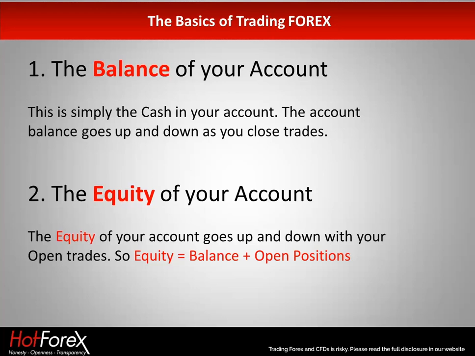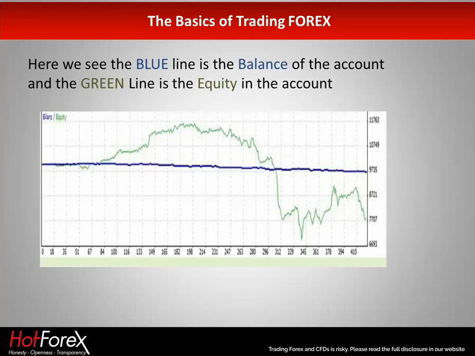So graphically it can look like this sometimes. Here we have the blue line with the account balance of this particular account drifting down over time, and the equity, the green line, above the balance for some time and then below the balance towards the end of this period. Okay, so equity and balance, two different things. Balance is the cash in your account, and equity goes up and down as your trades are open and they move from profit to loss.